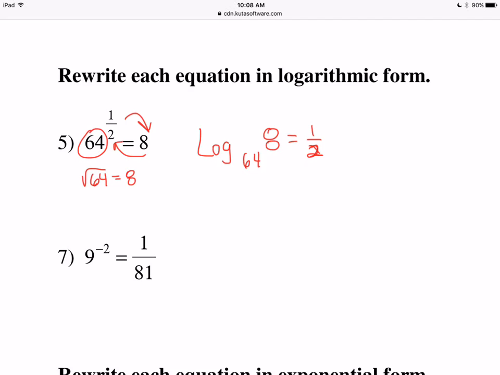And then number 7 here, again, 9 is the base of my exponent. So in my logarithm, it's going to be base 9. And these guys need to switch places. So log base 9 of 1 over 81 equals negative 2. So that's how you switch from exponential form to logarithmic form, and then logarithmic form to exponential form. Again, don't worry about the fractions. You could still type those in if you wanted to plug it into a calculator, but this assignment was just simply changing the forms, understanding what those meant.